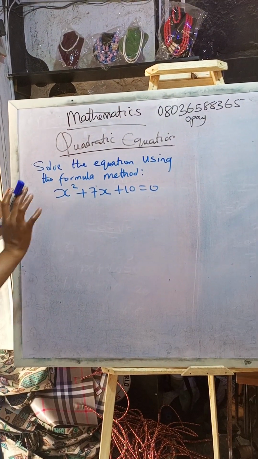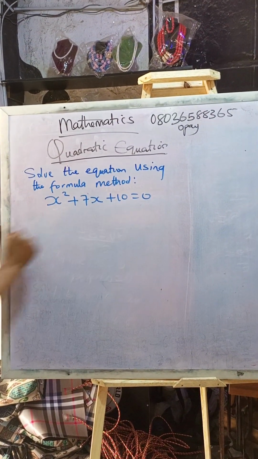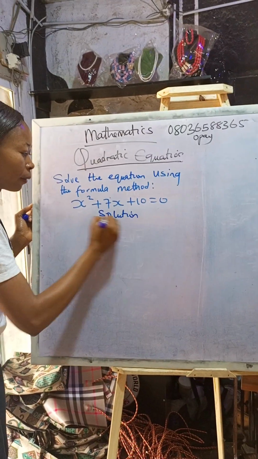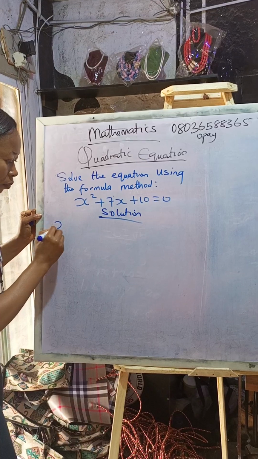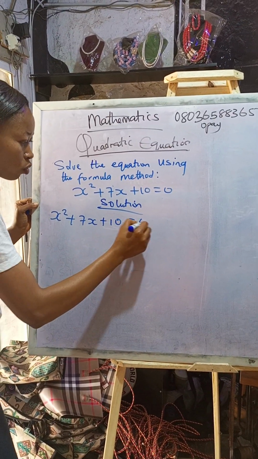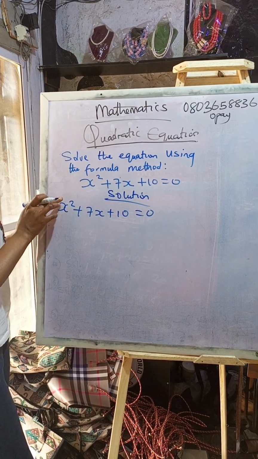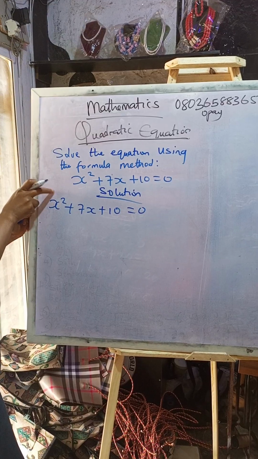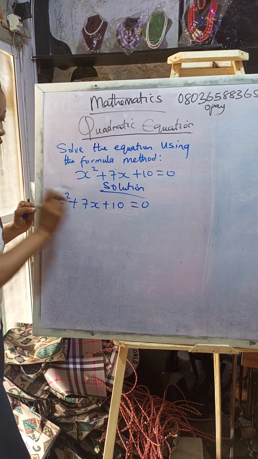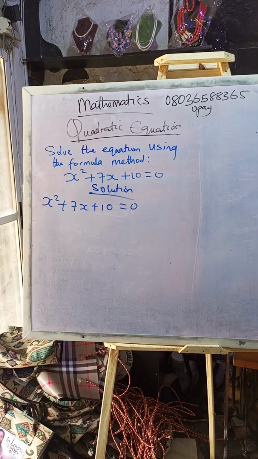So we are asked to solve the equation using the formula method. We want to solve this quadratic equation using the formula method. I have x squared plus 7x plus 10 equal to 0. Remember that a quadratic equation is any equation with the highest power as what? 2.